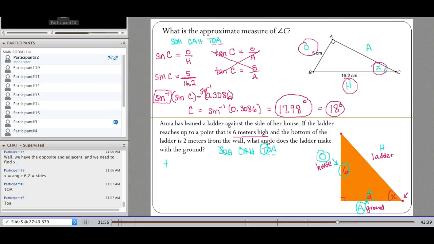Now, same process. We write the tangent, and then we write the angle next. We don't know the angle in this case. It's x. And then over here, we write the ratio, the O and the A. O is in the numerator, A is in the denominator. Now we plug in what we know. We don't know the angle, so we leave that as x. We know the opposite side is 6 and the adjacent side is 2.